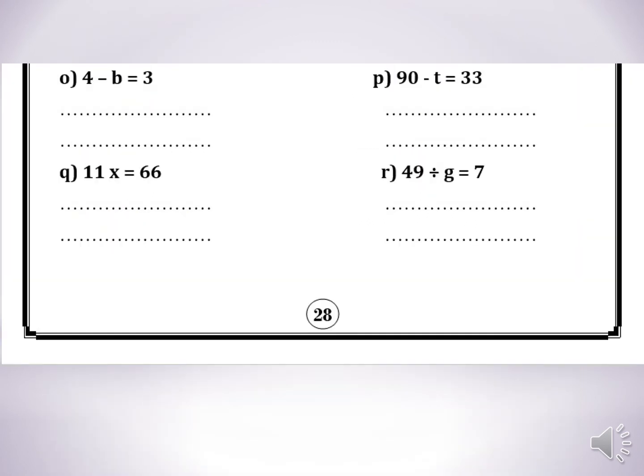In letter O, I have 4 minus b equals 3. I have here b, the variable, the letter, comes after the subtraction. So I will switch. It will be 4 minus 3 equals b. 4 minus 3 equals 1, so b equals 1. In letter P, I have also the letter T comes after the subtraction sign. So I will switch. It will be 90 minus 33 equals T. So 90 minus 33 equals 57, so T equals 57.